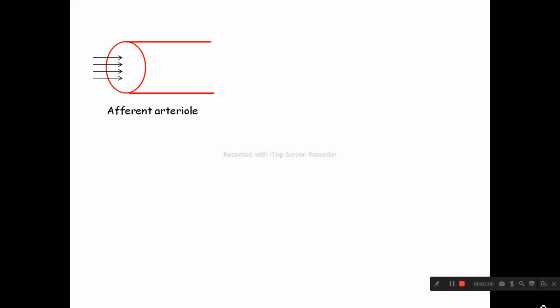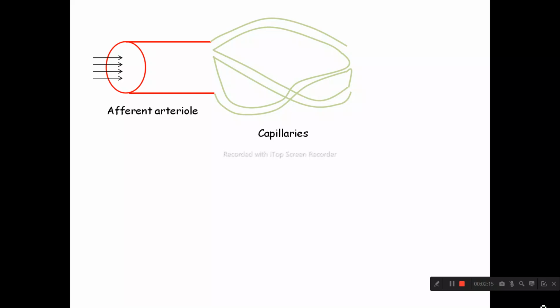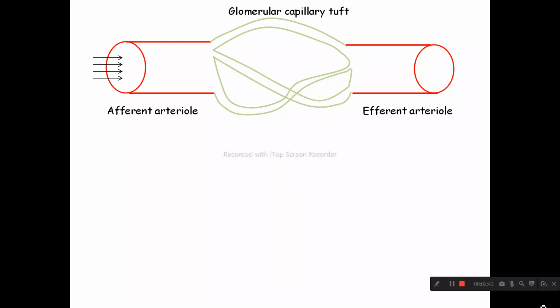Then you know what will happen. This afferent arteriole will break down into multiple capillaries. Then these capillaries rejoin one another to make the efferent arteriole. Okay, so what we really see, there is an afferent arteriole which is bringing the blood, and the afferent arteriole breaks down into a bunch of capillaries, and these anastomosing channels of capillaries are called glomerular capillaries. Okay, so this is a glomerular capillary tuft.